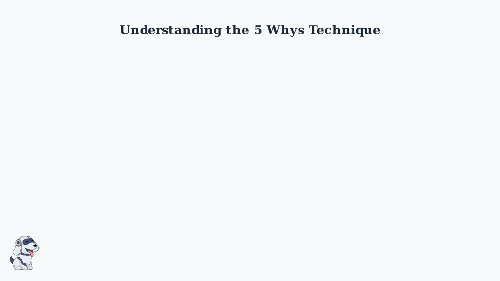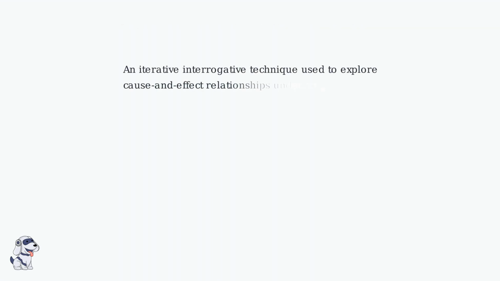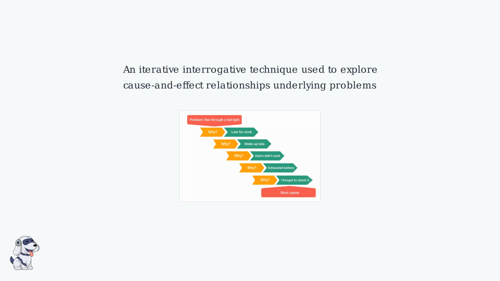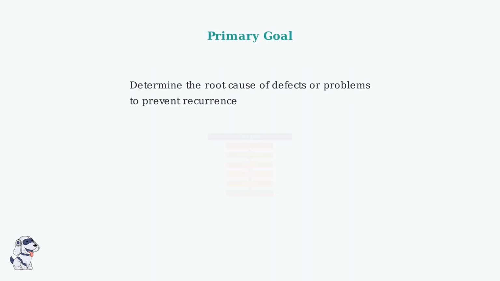The five whys is a powerful problem solving technique that helps us dig deeper into issues to find their true root causes. The five whys is an iterative interrogative technique used to explore the cause and effect relationships underlying a specific problem. As we can see in this diagram, it traces back from a surface problem to deeper underlying causes. The primary goal is to determine the root cause of a defect or problem.